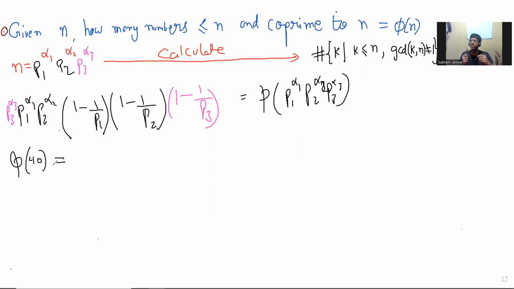This is called the Euler's Totient function. You can read more about it if you want to. Euler's Totient function. Just apply the formula, you will get the answer, right?